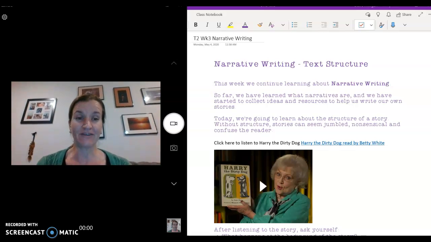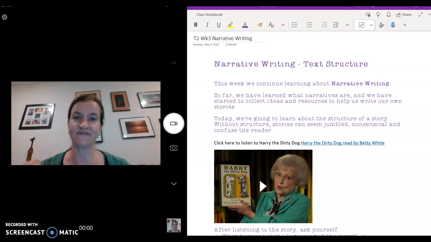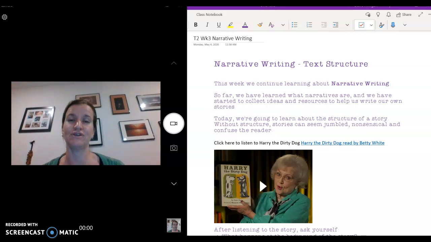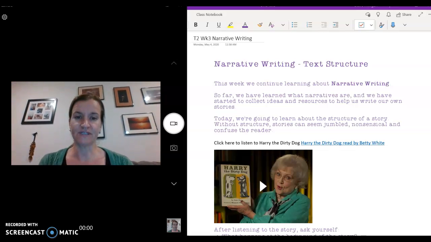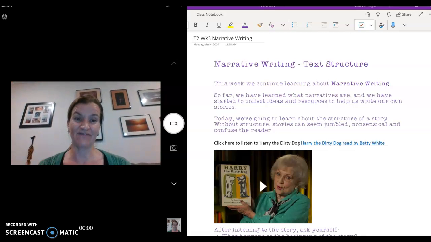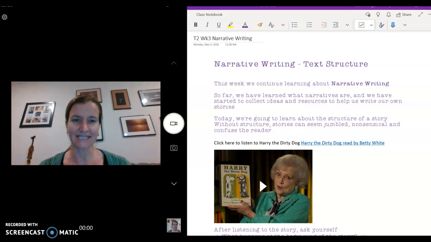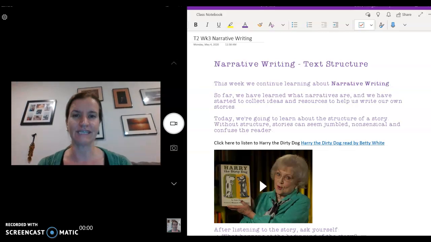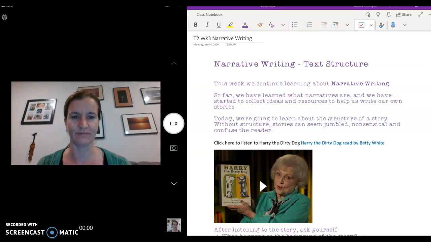So we've already learned about what narratives are, and you have started to collect some resources, gathering ideas about the kinds of settings and characters that you can use to write your own narratives. So we're going to learn about the structure of a story. If a story doesn't have a structure, it can seem really jumbled and not make sense, and it can be very confusing to the reader if there's no storyline or characters get introduced all over the place.